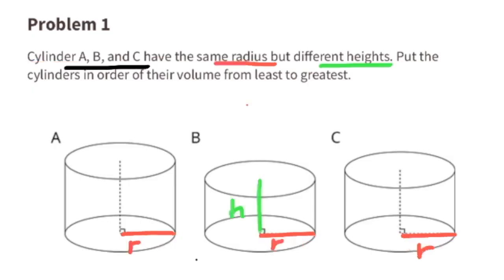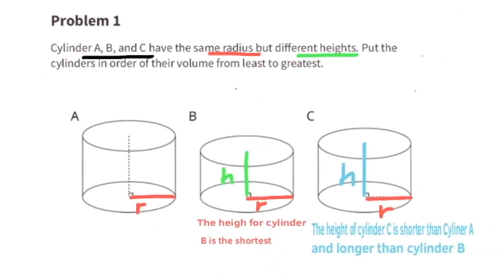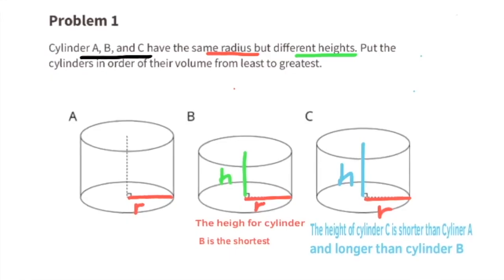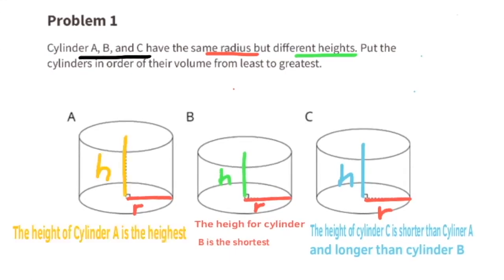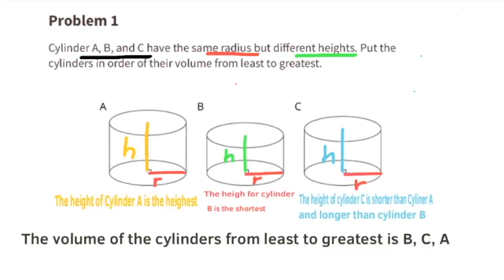Cylinder B has the shortest height. It's going to have the least volume. Cylinder C has the next shortest height, so cylinder C would have the second most volume of the three cylinders. And finally, cylinder A is the tallest of the three cylinders, therefore it's going to have the greatest volume. The volume of the cylinders from least to greatest is B, C, A.